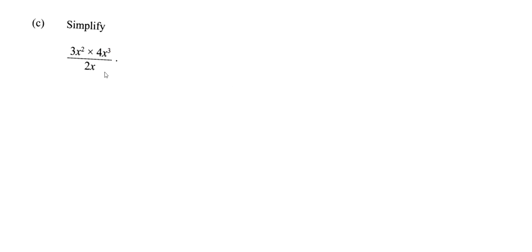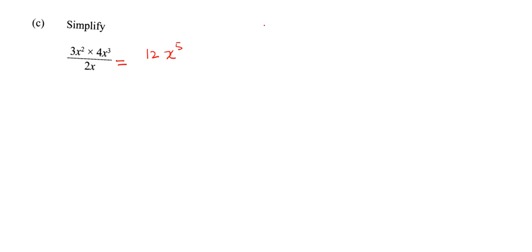Okay. So in part C, we are asked to simplify this. Alright, so on the numerator we have 3x squared multiplied by 4x cubed. So we multiply the numbers first. So 4 3's will give us 12. And then x squared by x cubed is x to the 5th.